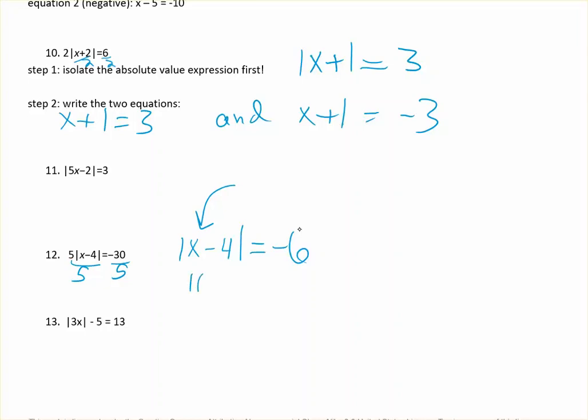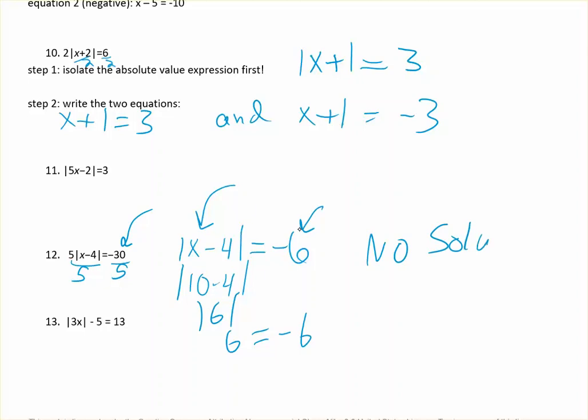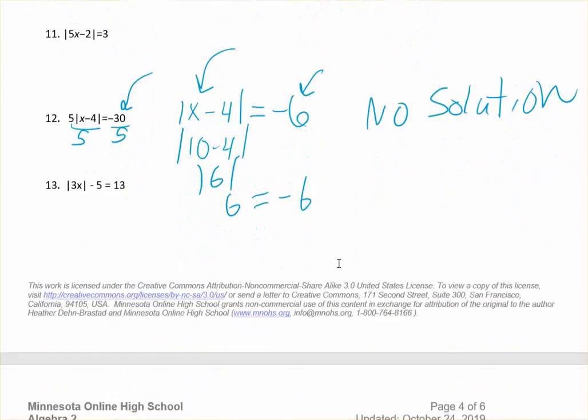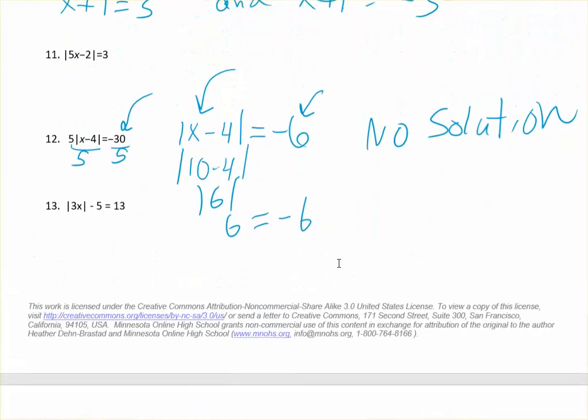Let's try some numbers. What if I put 10 in there? 10 minus 4. Well, that gives me 6, and the absolute value of 6 is 6. How can 6 be equal to negative 6? It can't be. Once you isolate the absolute value and get it equal to a negative number, there's no number for x that would make this true, because the absolute value always makes it positive. So there's no solution for number 12. So watch for that and see if it happens on any other problem.